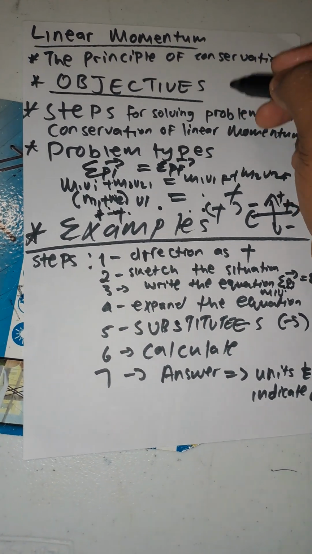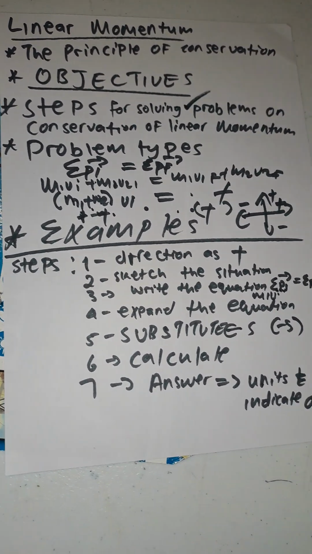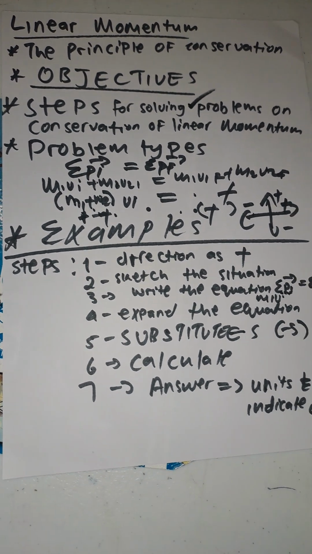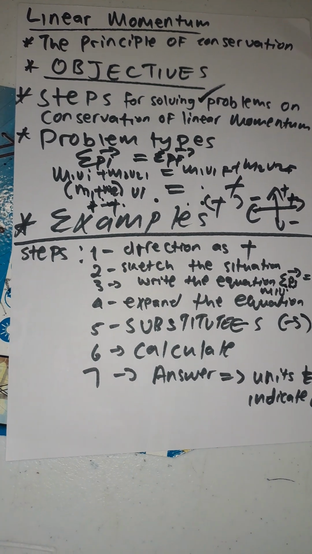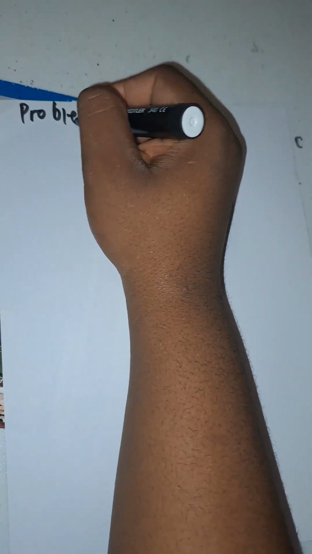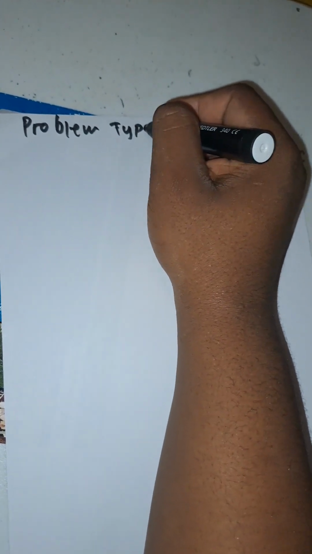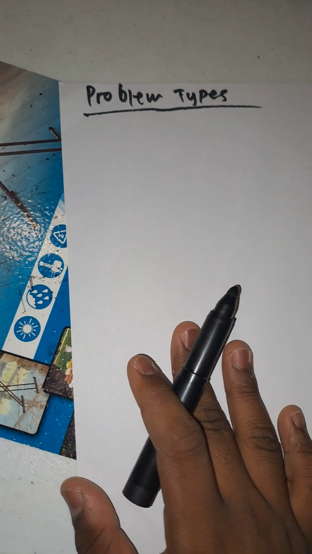We are now done with the steps for solving the problems of momentum. Let's go to the problem types. It is not always the case that every time you find your values you just do it. There are different types of problems.